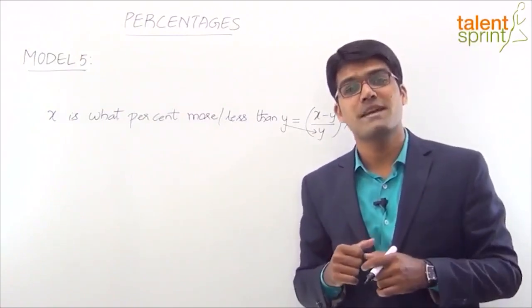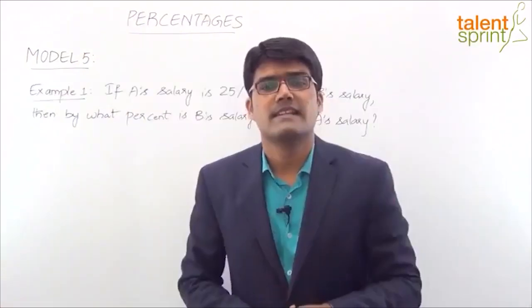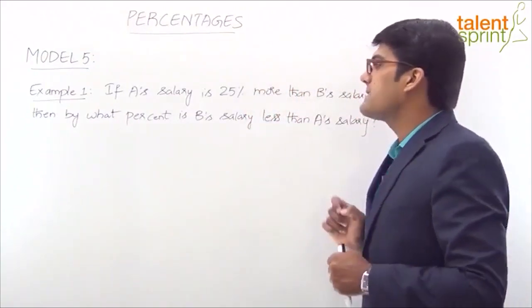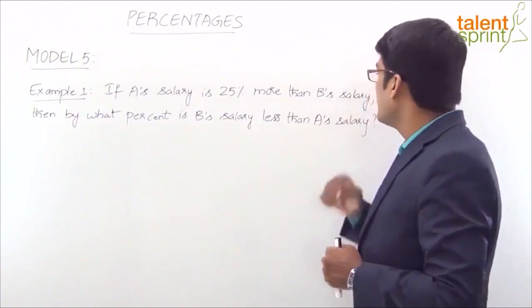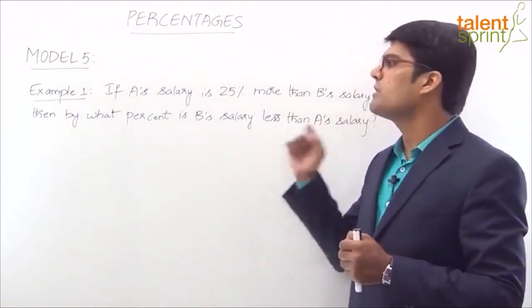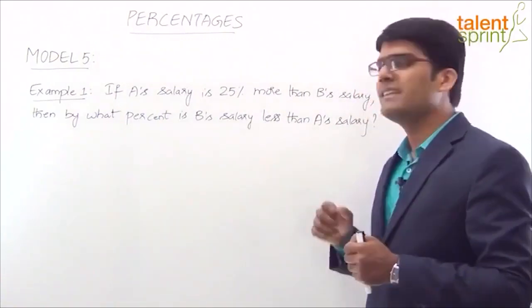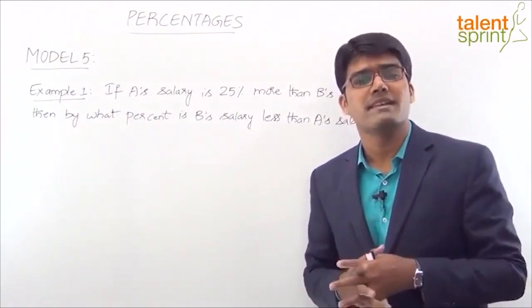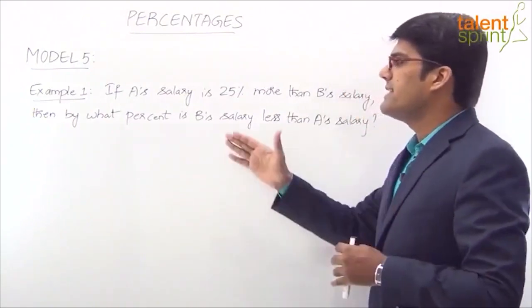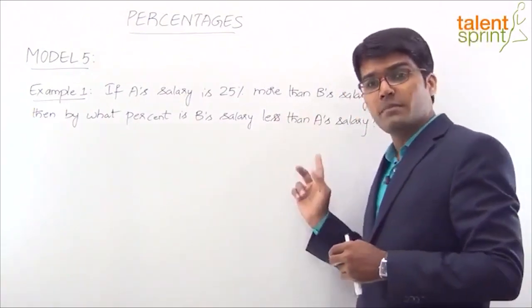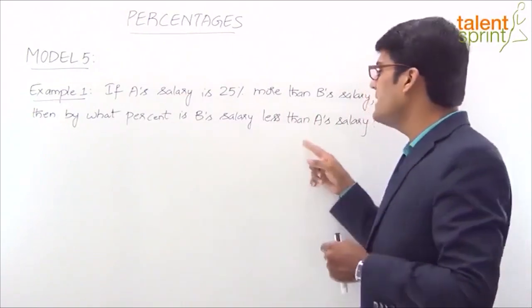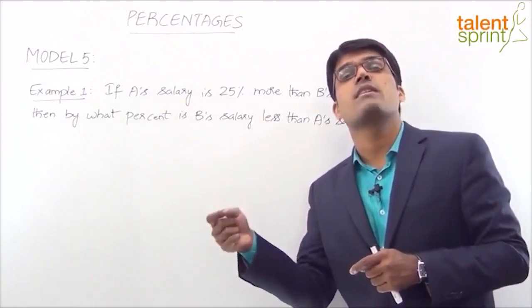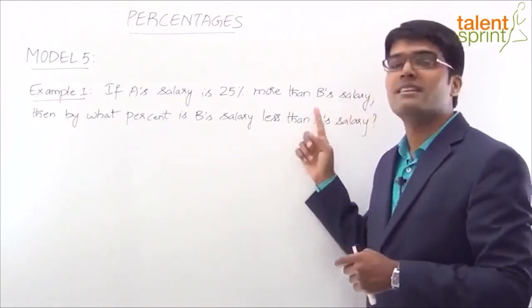Let us now look at a few examples based on this concept. Let us now take the first example from model 5. If A's salary is 25% more than B's salary, then by what percent is B's salary less than A's salary? Now this is a very popular question, especially in bank exams, right? So how do we solve it? It says A is 25% more than B. Then by what percent is B less than A? We have just discussed this concept, right? X is what percentage more or less than Y. So here B is what percentage less than A, right?